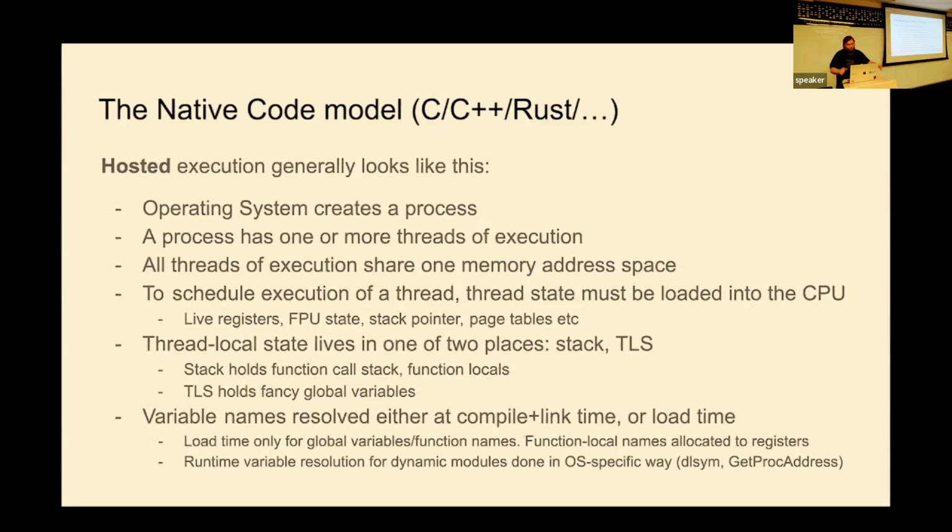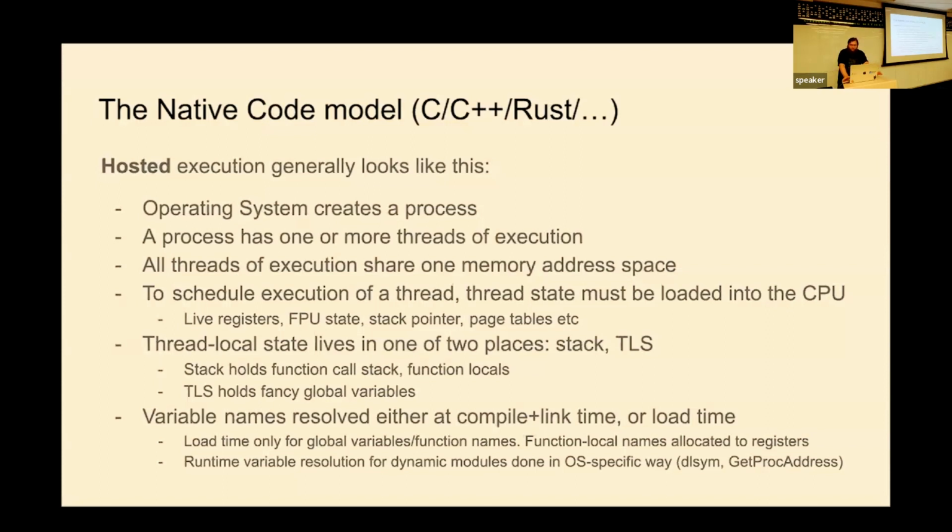And obviously you can have multiple CPUs and whatever else, but generally this includes live registers, which includes your variables, floating point state, stack pointer, page tables, whatever else. The thread local state for each thread of execution lives in one of two places. It's either going to be some global thread state in thread local storage, or it's going to be on the stack. And the stack holds the list of functions that you have and all your function locals, and the TLS has global variables, whatever else.